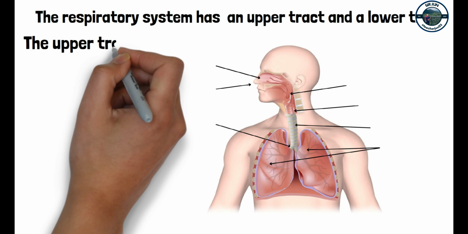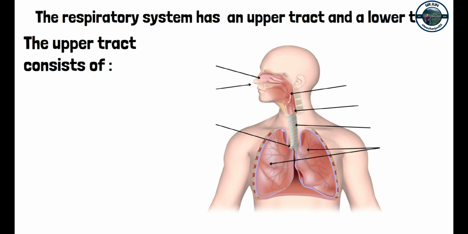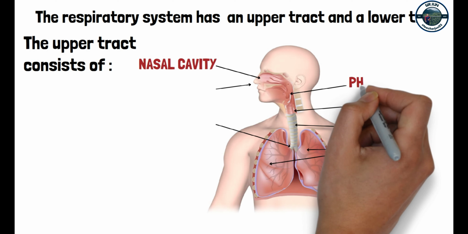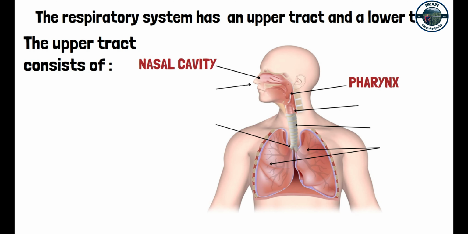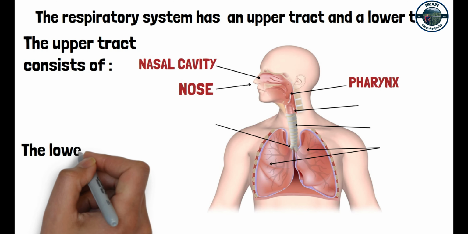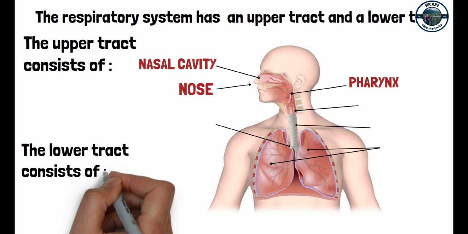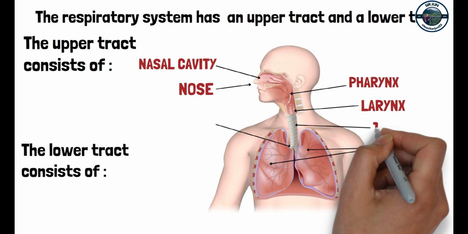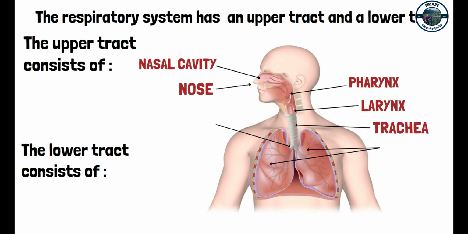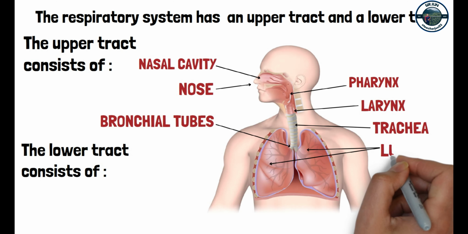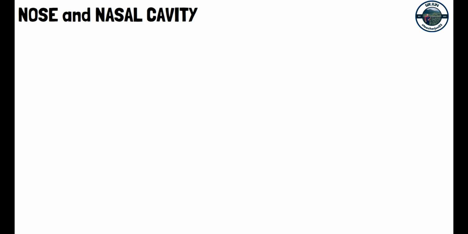The upper tract consists of the nasal cavity, the pharynx, and the nose, while the lower tract consists of the larynx, the trachea, the bronchial tubes, and the lungs. Let's stop first in the nose and the nasal cavity.